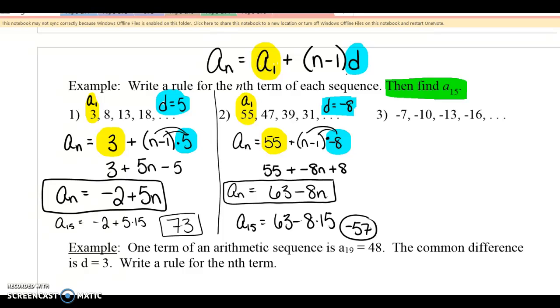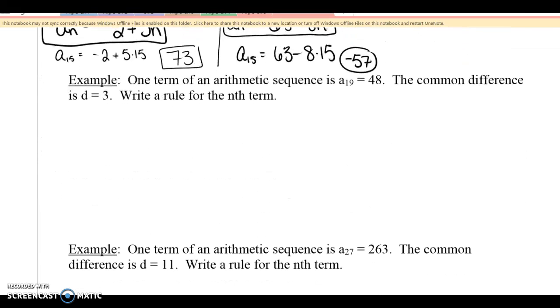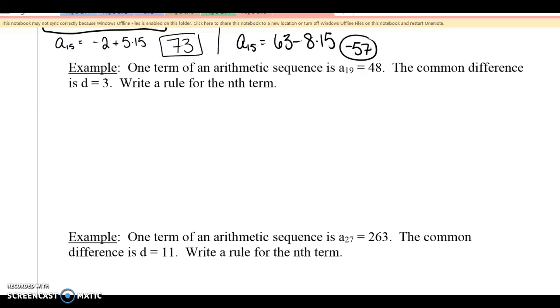All right, let's move on to the next example. The problem on the next example is that they don't give us all of the information that we need. They're telling us that the 19th term is 48, and the common difference is 3. So I'm going to start by writing the formula. A sub n equals a sub 1 plus n minus 1 times d.